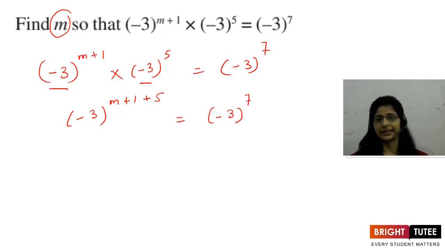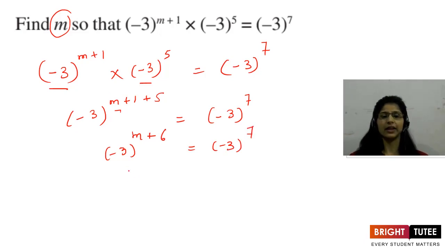Now both the sides' bases are same. That means powers can be equated. They both are equal only when the powers are equated. So we have minus 3 to the power m plus 5 plus 1 is 6 equals minus 3 to the power 7. So we can write m plus 6 is equal to 7. m is equal to 7 minus 6. So m is equal to 1.